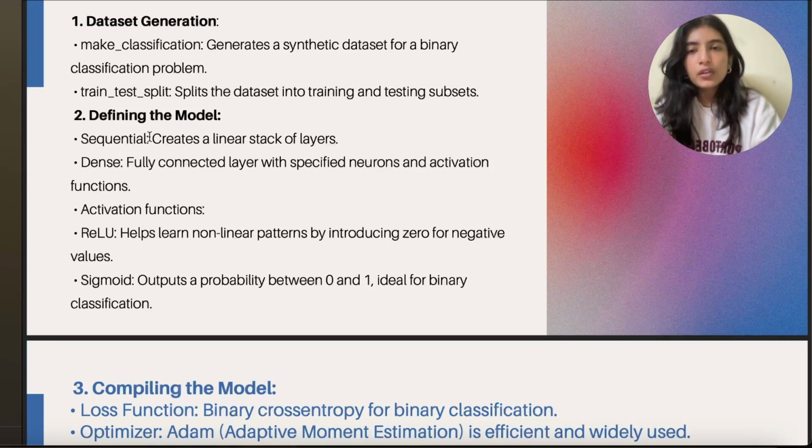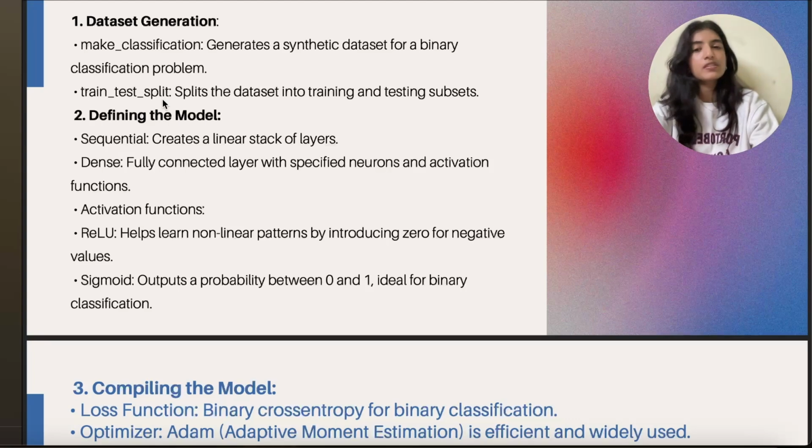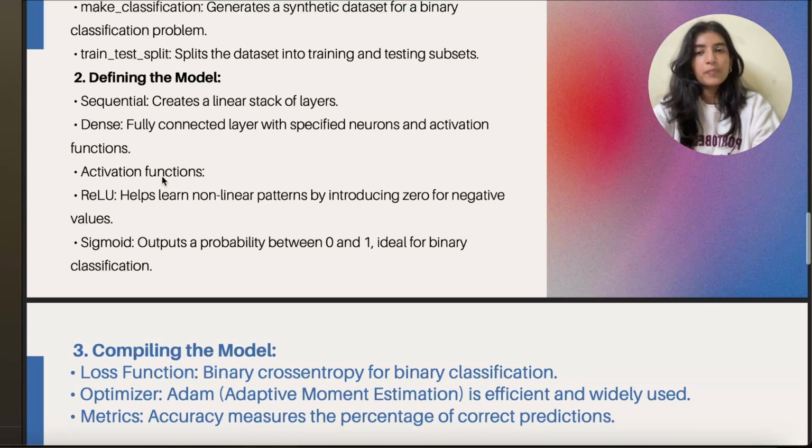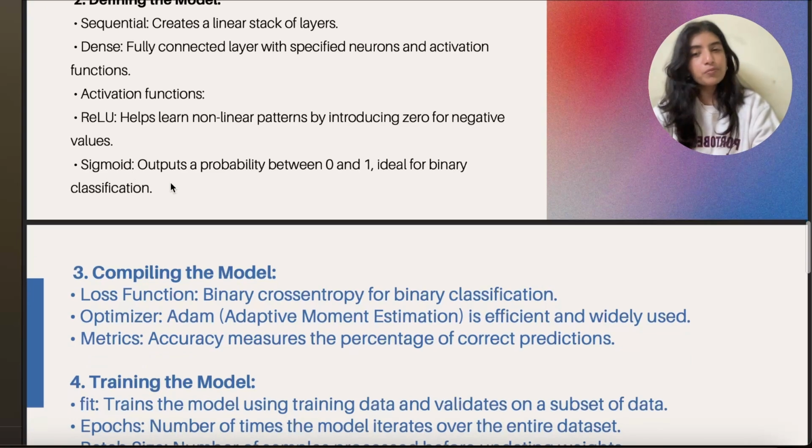Here we will do the classification, then the train test split, which splits the dataset into training and testing subsets. Then we will define the model. Our neural network has one input layer, two hidden layers with ReLU activation, and one output layer with softmax activation. In the model we have sequential and dense layers. The activation function ReLU helps learn non-linear patterns by turning negative values to 0. And we have sigmoid, which outputs a probability between 0 and 1, ideal for binary classification.